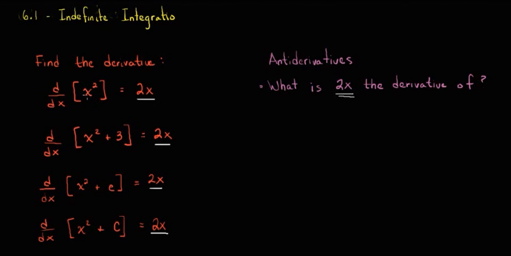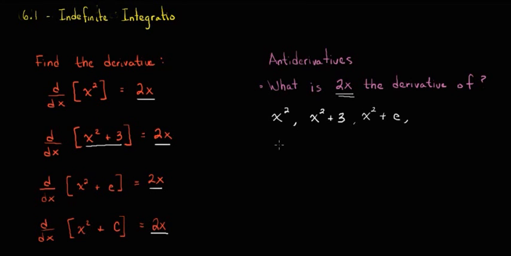Well, if I take the derivative of x squared, I get 2x. So I could say x squared would be one of them. I could also take the derivative of x squared plus 3 and I would get 2x. I could take the derivative of x squared plus e and I would also get 2x. And finally, I can take the derivative of x squared plus any constant and get 2x.